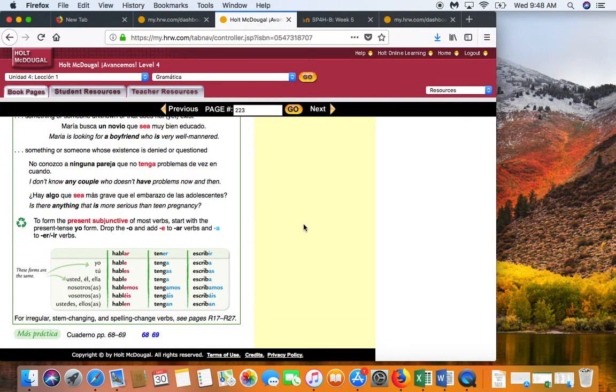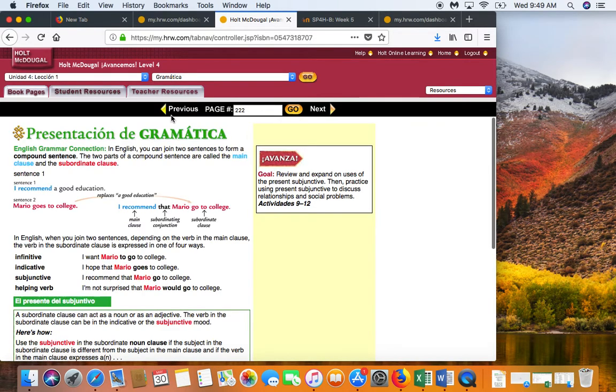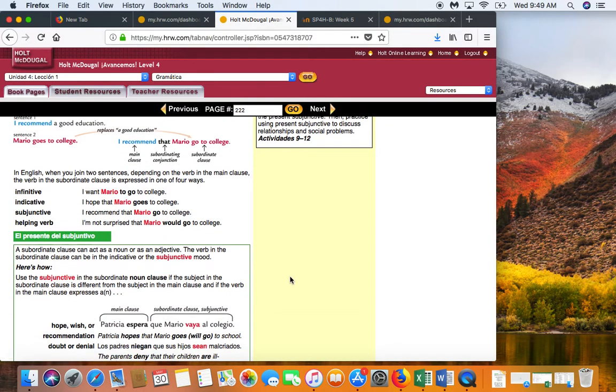So subjunctive, we need to know what the endings are for regular verbs before we start reviewing the rules. So remember, these are the endings for subjunctive only for regular verbs, okay? Es, emos, en. And this one right here, as you see, it's exactly the same, okay? All right, so then we go back here to el presente del subjuntivo.